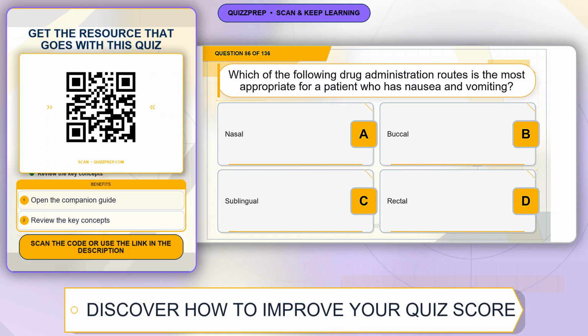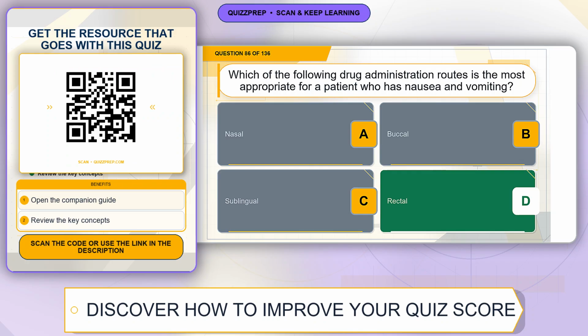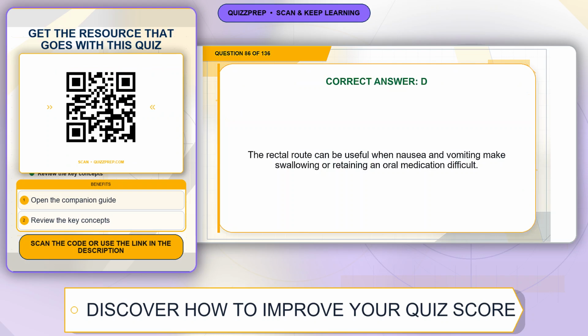Question 86. Which of the following drug administration routes is the most appropriate for a patient who has nausea and vomiting? Option A, nasal. Option B, buccal. Option C, sublingual. Option D, rectal. The correct answer is option D, rectal. Explanation. The rectal route can be useful when nausea and vomiting make swallowing or retaining an oral medication difficult.